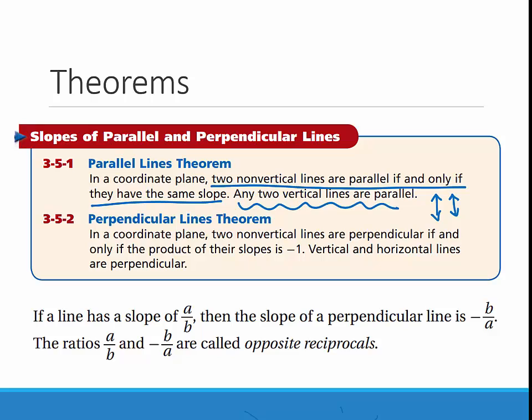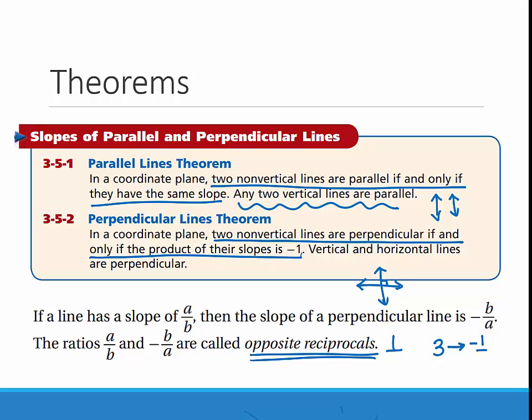And then the perpendicular lines theorem says any two non-vertical lines are perpendicular if the product of their slopes is -1. Vertical and horizontal lines are always perpendicular. So because one has an undefined slope, we can't say that they multiply to make -1. But perhaps you remember from algebra class that we would say that the slopes are opposite reciprocals if they're perpendicular. So let's say one slope was 3, the perpendicular one would have to be 1 over 3, and then you make it negative. So when you multiply these together, you end up with -1. So the definition is technically that their product equals -1, but we always call them opposite reciprocals.